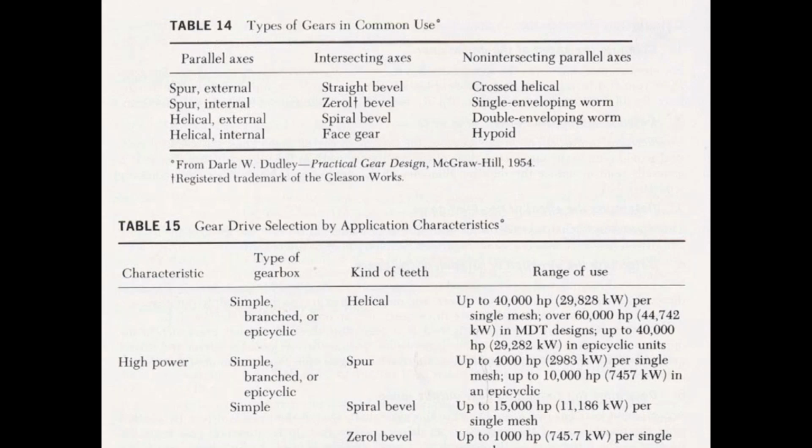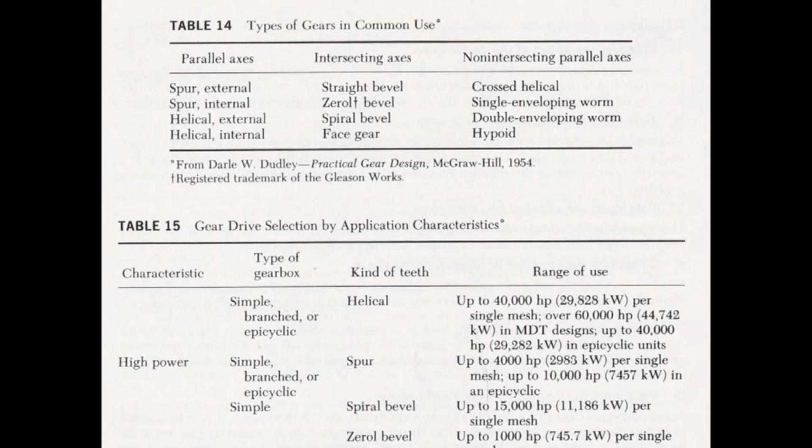If axes are intersecting, you go with this below. If not parallel and not intersecting, you have another type of gear. So we have selected a spur with external type of gear. So table 14 work is done. Then whether we have to select spur or helical, how to select, this again depends upon how much HP you are going to transfer, and what your application is.